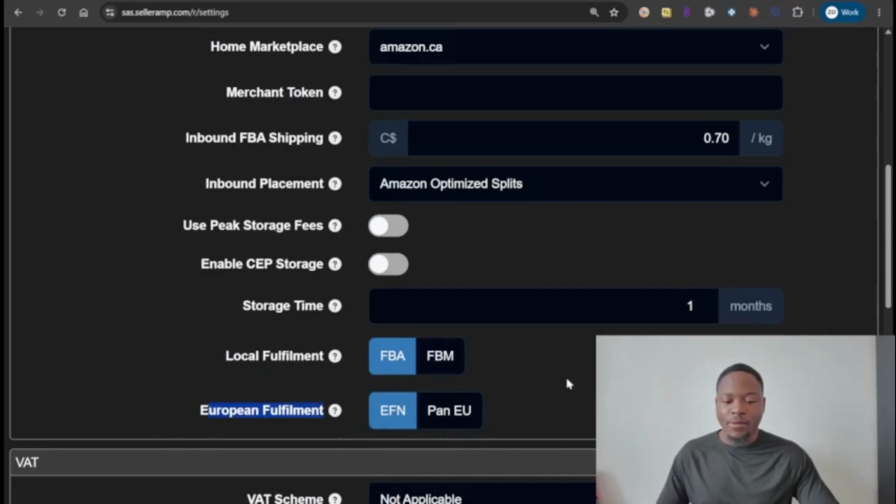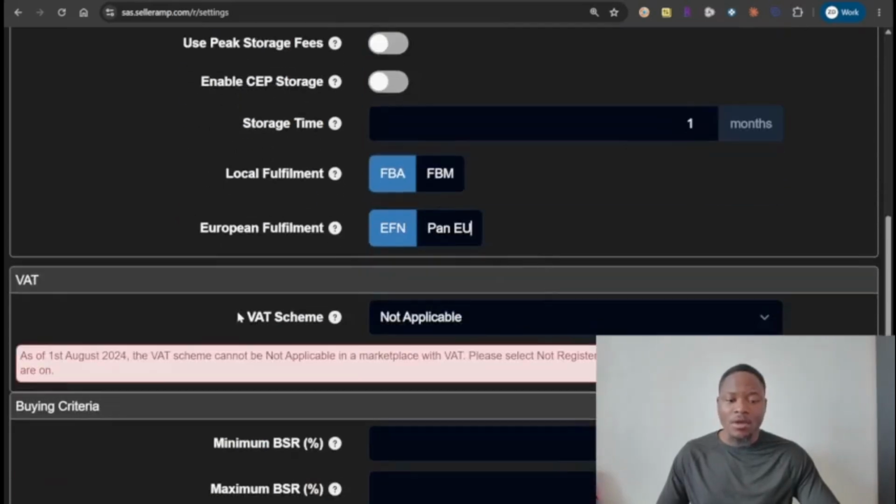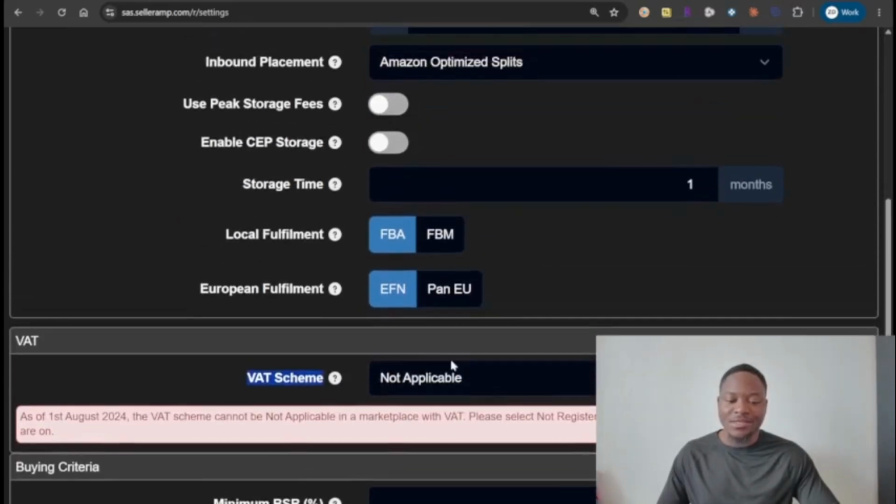So European fulfillment, once again, we're not going to be selling in Europe, guys. So that does not matter. VAT, that's for UK. So once again, it does not matter here.